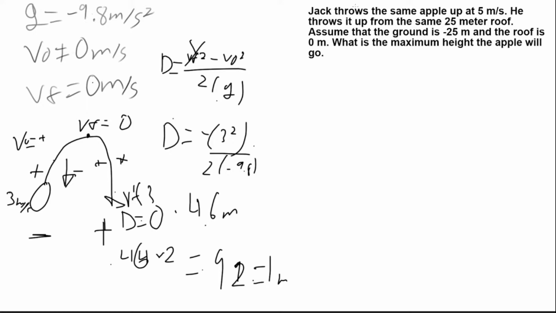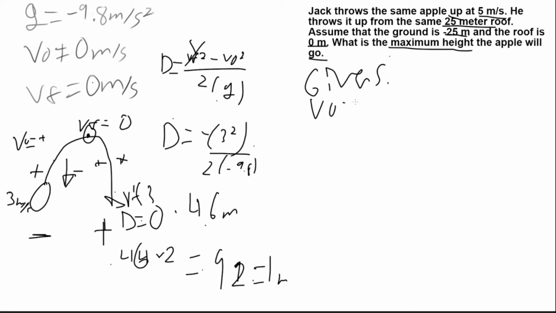Jack throws the same apple up at 5 meters per second. He throws it up from the same 25 meter roof. Assume that the ground is negative 25 meters and the roof is 0 meters. What is the maximum height the apple will go? So maximum height, that is finding for this top point up here. Let's put our givens down. We know that D is what we're looking for, so we can just leave that out.